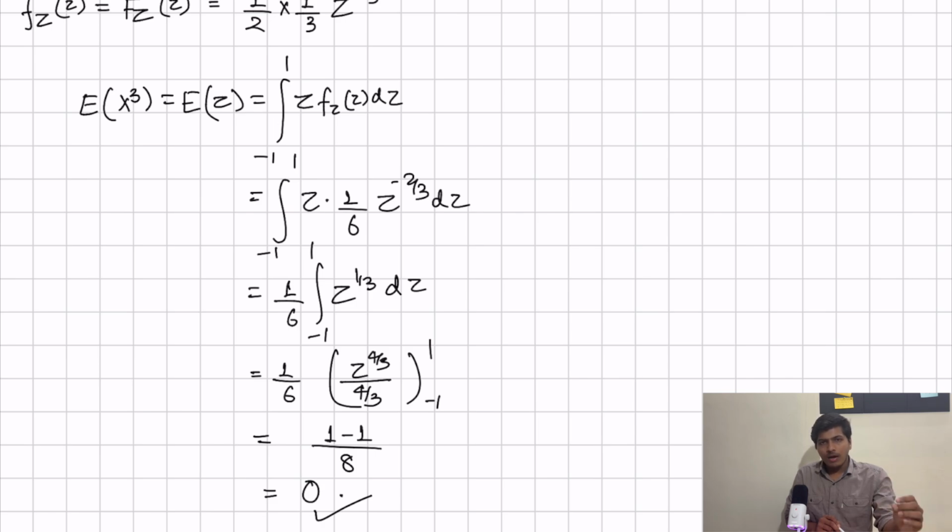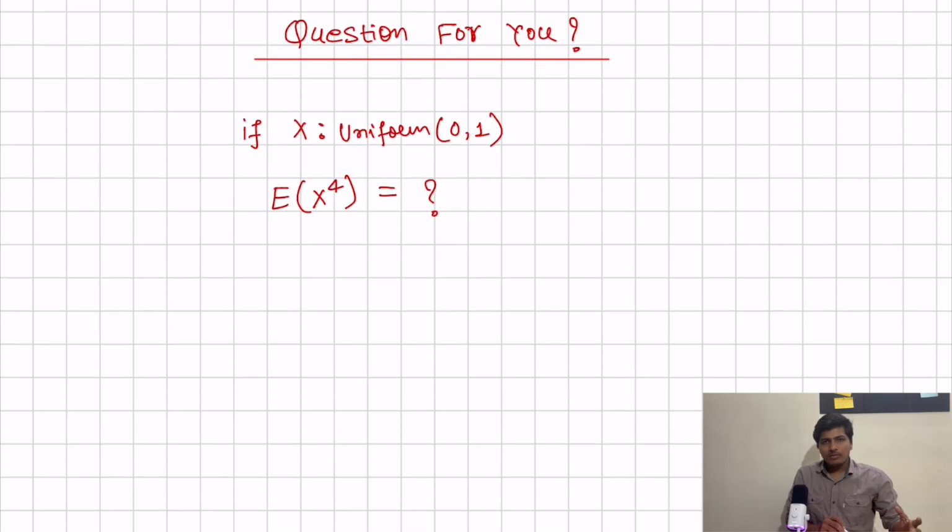Before ending this video, I have one question for you. If x is the uniform random variable varying from 0 to 1, then what will be the expected value of x raised to 4?